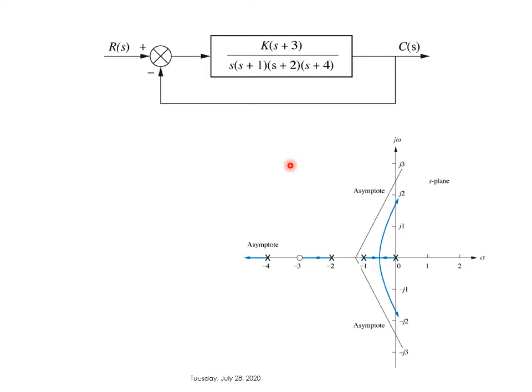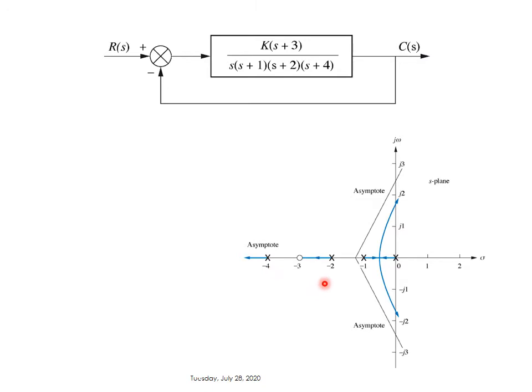So what does this mean? It means that only one pole will be able to go to this zero. As for the other poles, the root locus will go towards infinity, right? So if you look here, we have 0, minus 1, minus 2, and minus 4.